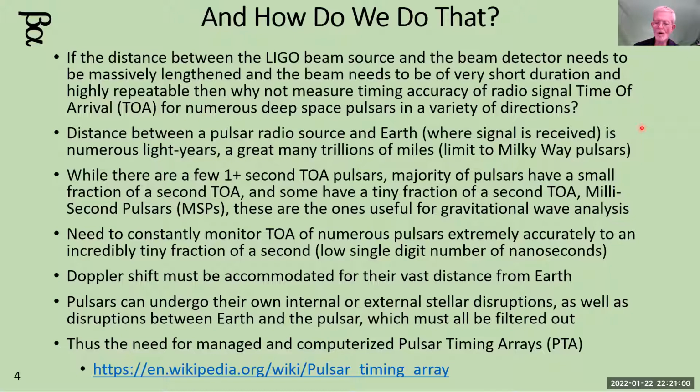And these are the ones we want to use for gravity wave analysis, because if it's a very long duration that the pulsar takes, then a very short disruption in it won't even show up. But if it's a very short duration pulsar, then a small change will make a big distortion in the time of arrival. So that's why they need millisecond level pulsars. And they need to constantly monitor them.